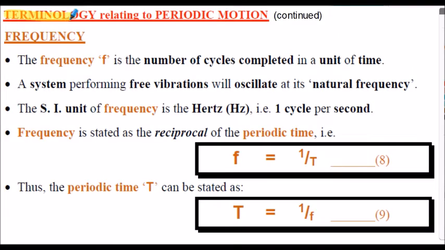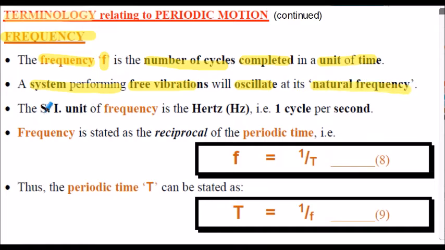Terminology continued. Frequency, usually symbol lowercase f, is the number of cycles that are completed in a unit time period. And note that a system performing free vibrations will oscillate at its natural frequency.